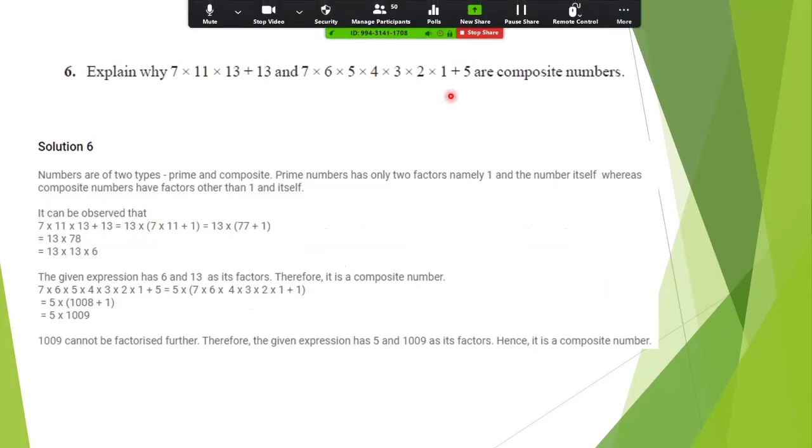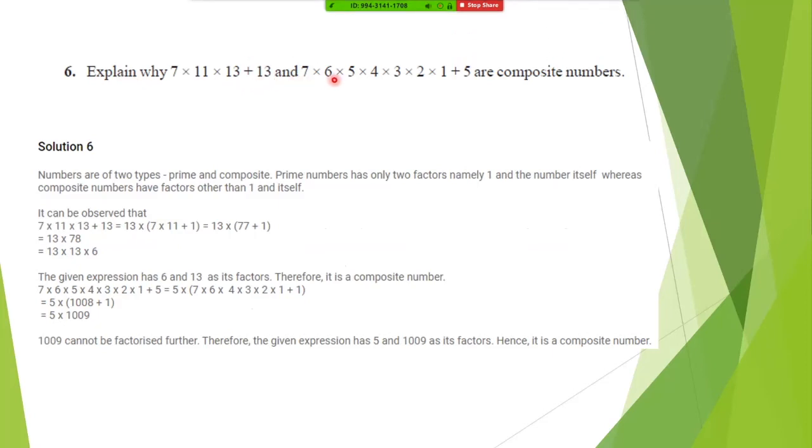Now see, that's what I said. Explain why 7 into 11 into 13 plus 13, and 7 into 6 into 5 into 4 into 3 into 2 into 1 plus 5 are composite numbers. There's a way of doing these sums. Just don't randomly start multiplying and adding. Numbers are of two types, prime and composite. Prime numbers have only two factors, 1 and the number itself. Composite numbers have factors other than 1 and itself.